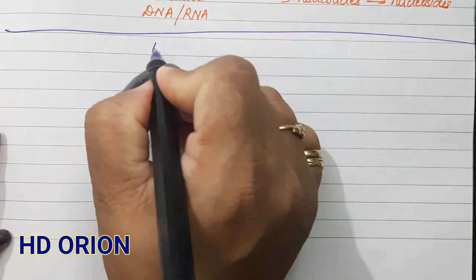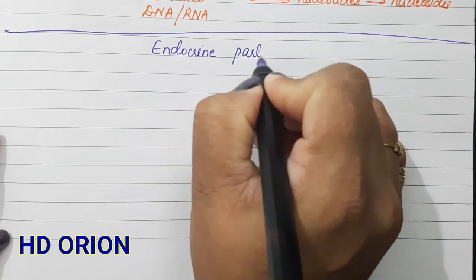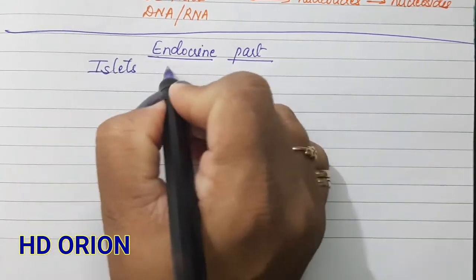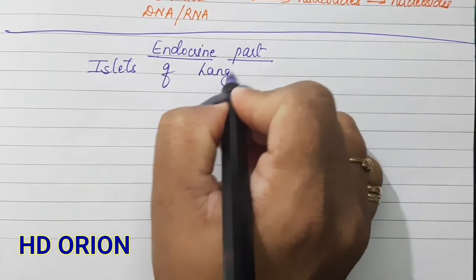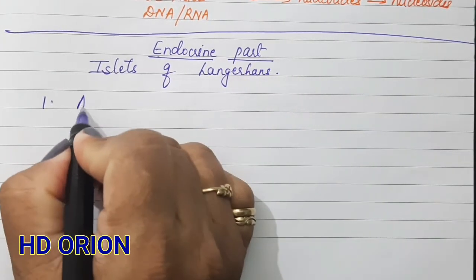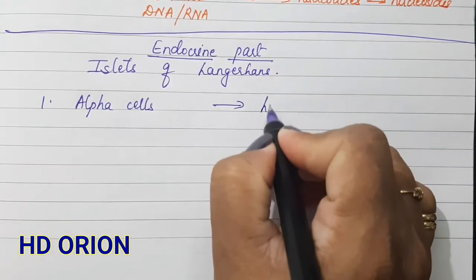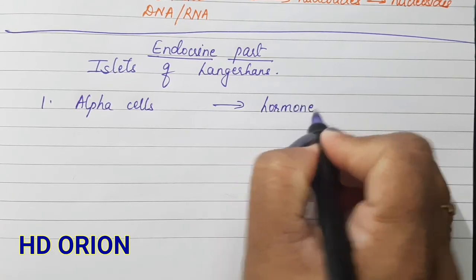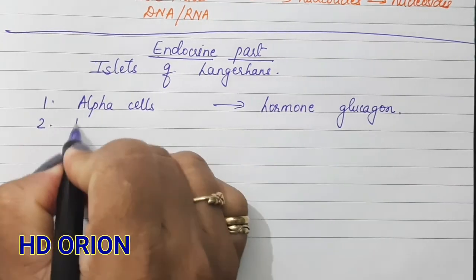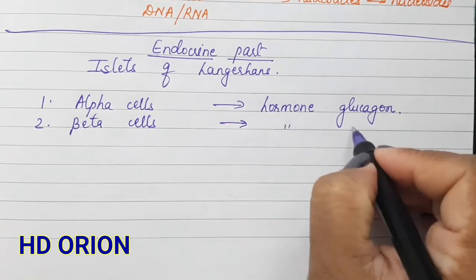Now let us see the endocrine part. The endocrine part of the pancreas, as I told, is known as the islets of Langerhans, which is composed of three types of cells. The first type of cells are known as the alpha cells. They produce the hormone glucagon. The beta cells produce the hormone insulin.